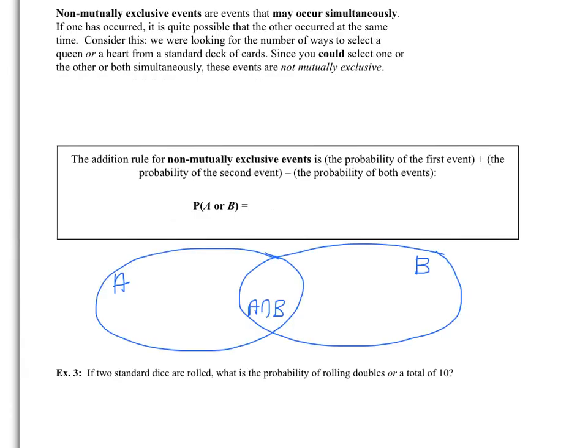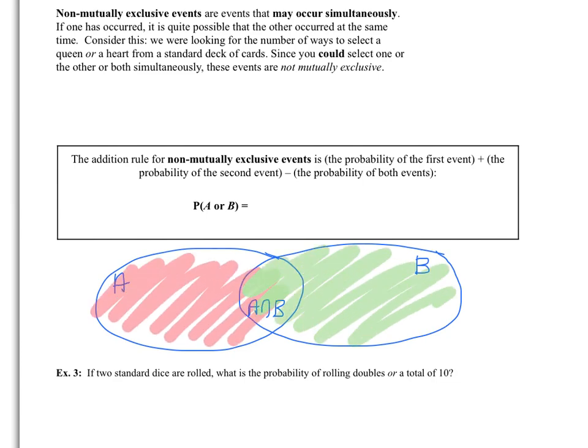So if the events are not mutually exclusive, when we find the probability of either A or B happening, there's a problem. We have a situation now where some of the probability of A is overlapping with the probability of event B. So when we add the probability of event A to the probability of event B, we would have a larger probability than is correct.